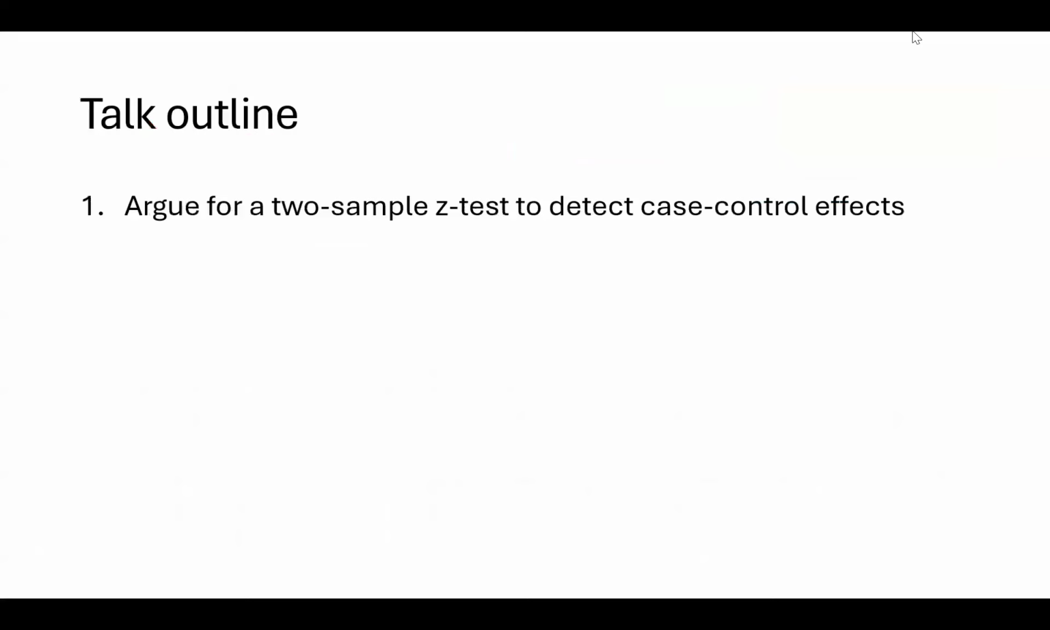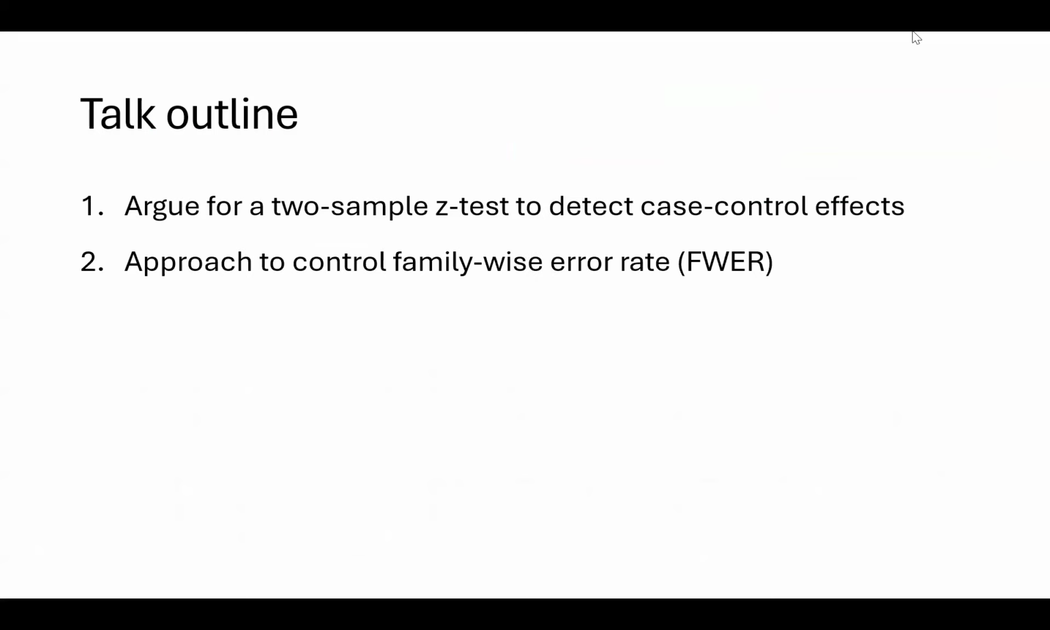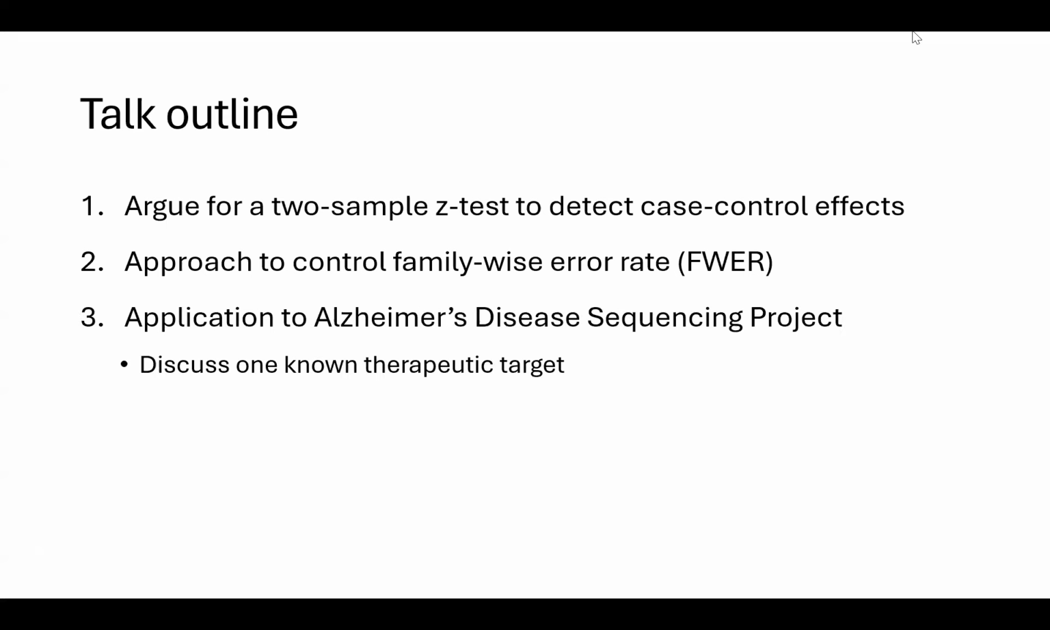So the outline of this talk is that I'll argue for a two-sample z-test as a particular way to detect case control effects in IBD mapping. I'll give an approach to control the family-wise error rate. So this is the probability that we make one or more false positive conclusions when we do multiple tests along the genome. And then I will apply our methodologies to the Alzheimer's Disease Sequencing Project and discuss one known therapeutic target that we identified.